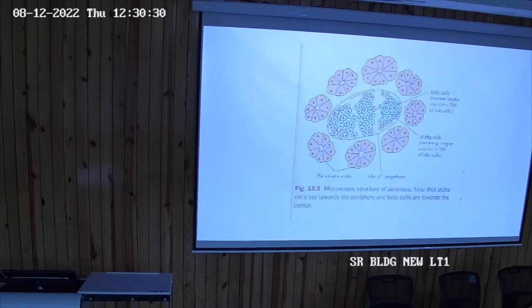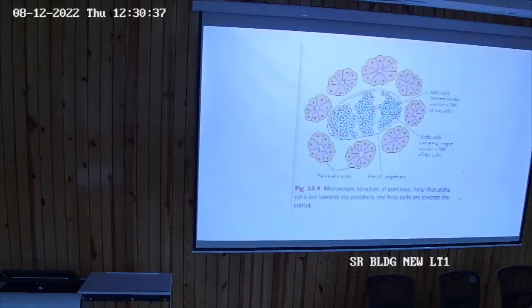Okay, look here. So these are the serous acini. The serous acini are secreting the pancreatic juices. And look at another diagram here. You are seeing here two types of cells. Purple colored cells, these are the beta cells. And the other, brown colored cells, are alpha cells.